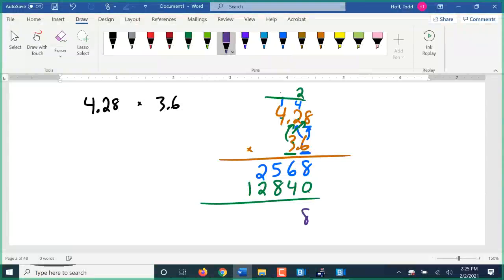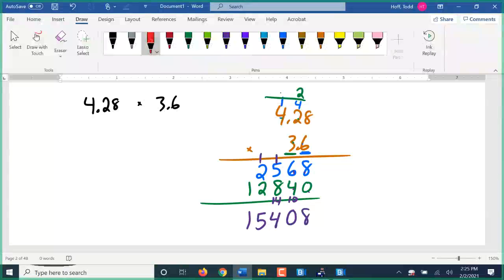8 and 0 is 8. 6 and 4 is 10, so that's 0. Carry the 1. 1 and 5 is 6, plus 8 is 14. So we keep the 4 and carry the 1. 1 and 2 is 3, plus 2 is 5. And 1.